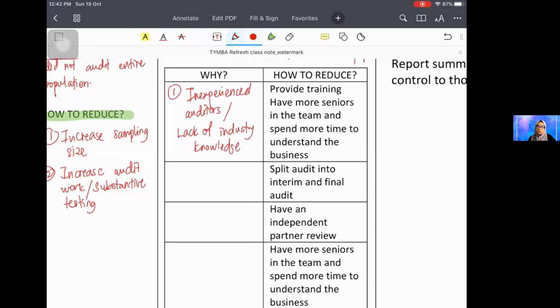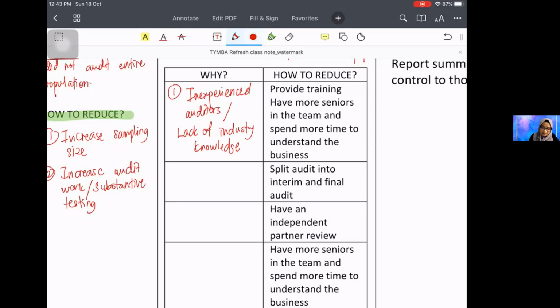So if you encounter this situation, although you perform 100% testing on the transaction, if you are still new to the industry, if you have no experience auditing such type of business, then you are still unable to detect material misstatement. Okay, this is called non-sampling risk. Risk that arises even if you audit the entire population, it is due to yourself, the auditor themselves. They are the ones who are inexperienced and lacking industry knowledge.